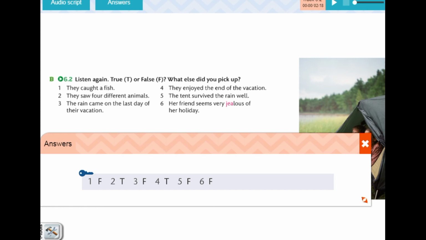Number four, it is true they loved the end of the vacation. They did some indoor activities, right? They went clubbing, they went bowling, they had fun. Number five, it's false because the tent didn't survive. The tent ruined forever, right? Nobody can use it again. And number six, the last one, it's false because her friend doesn't seem jealous. He says that he doesn't like to go camping in a rainy day, right? And he doesn't like to go camping, right?